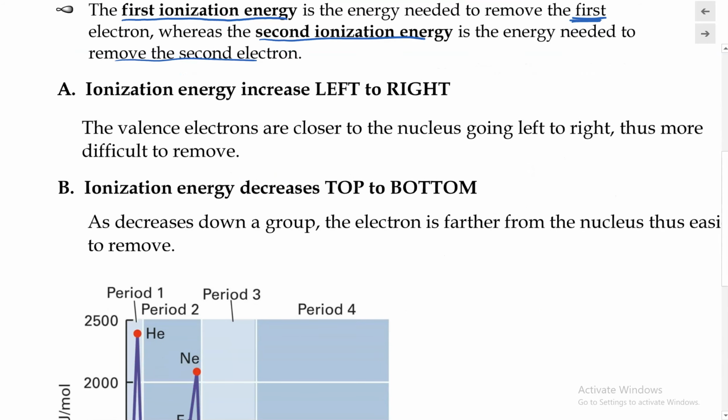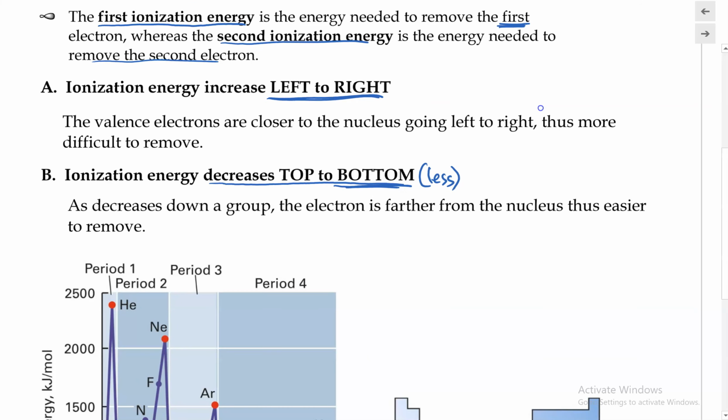And here is the pattern of ionization energy. The ionization energy increases going from left to right. This tells us the element on the right side would require more energy to remove the electron. The other trend we see is that ionization energy decreases going from top to bottom. So basically, an element on the bottom requires less energy to remove an electron compared to an element on top. And the explanation for this is as follows.